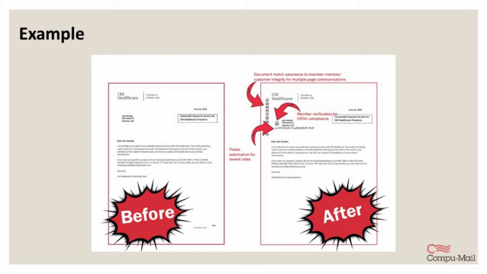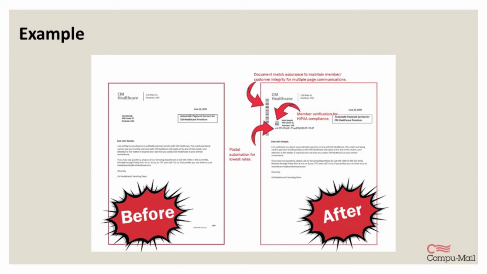We've got this little code here kind of in the middle. That's for member verification for HIPAA compliance. So we have what we call intelligent inserters. So every time pieces are inserted into an envelope, we've got these tiny little cameras that scan these codes, read these codes, and they check to make sure that everything is where it needs to be. Again, making sure that Sally's information isn't with John's information, making sure that all of the pages are accounted for, nothing's missing, and different things like that.